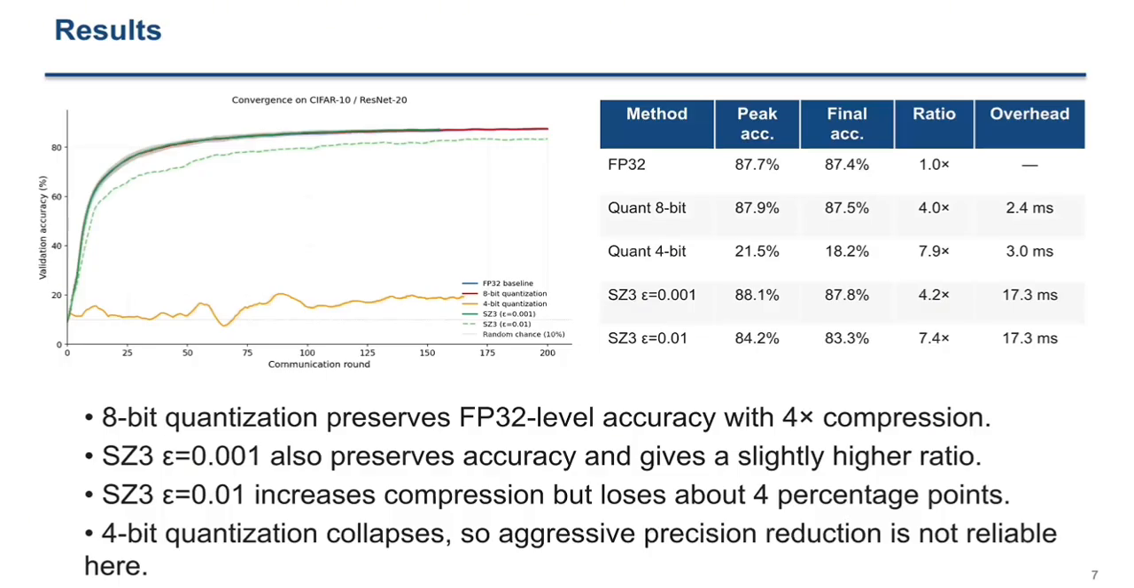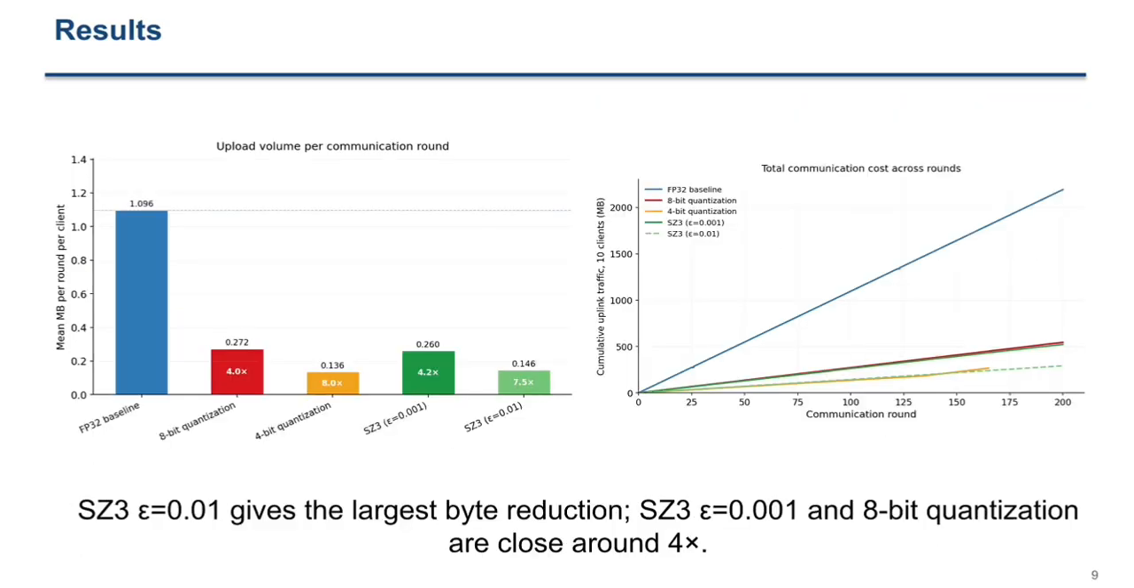SC3 with error bound 0.01 still trains, but settles lower, around 84.2%. So it gives more compression but introduces an accuracy cost. 4-bit quantization collapses and reaches only about 21.5% peak accuracy. So 8-bit quantization and SC3 with error bound 0.001 are safe in this setup, and SC3 epsilon equal to 0.01 is a trade-off, and 4-bit quantization is too aggressive.